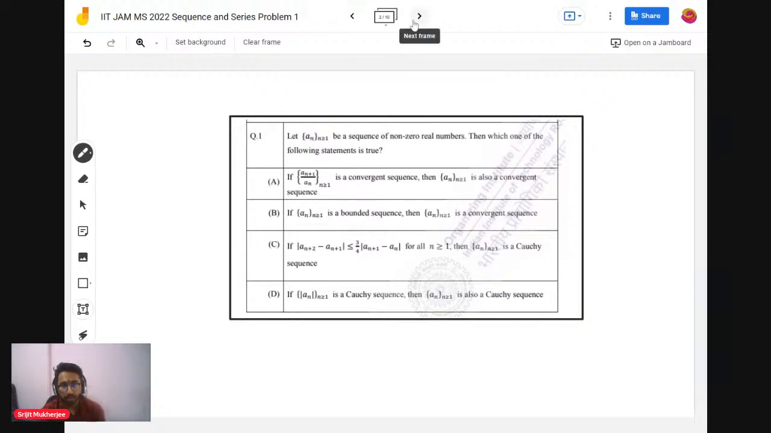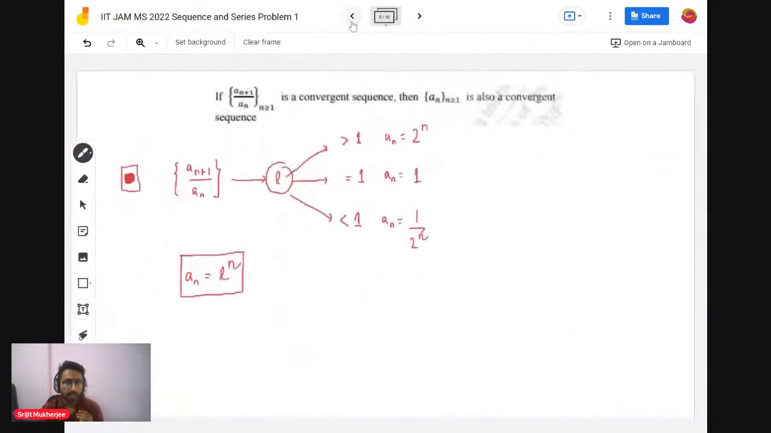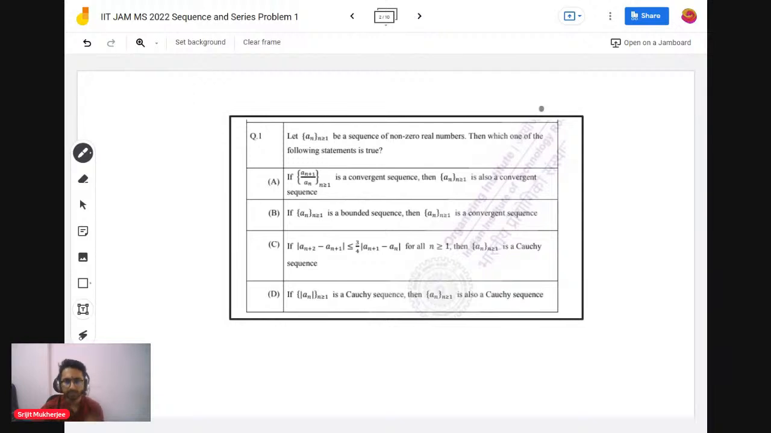Problem number one. If you observe, the problem asks the following: if a_n is a sequence of non-zero real numbers, then which of the following statements are true? We will go through each one of the options one by one. I will show you all the proofs and counterexamples and everything. And also, we will give you some additional food for thought questions that can be extended out of this question, some interesting questions that can be made out of it. So let's check the problem first.